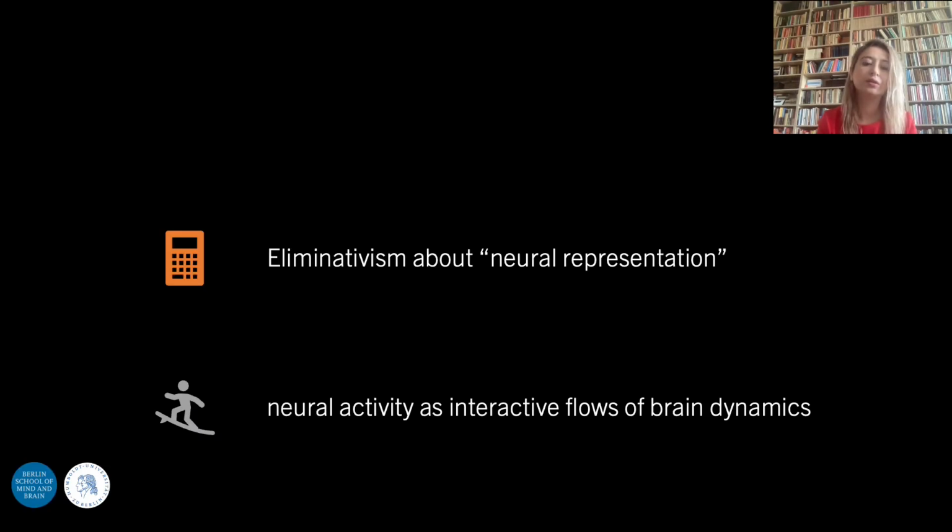So in our work, we take on board these insights and call for an eliminativism about neural representations. While the idea of neural representation in applied and computational neuroscience is seductive, giving the impression that it solves a problem, what we realize is that when we refrain from using it, brain activity is not affected. So our aim is to explain neural activity as interactive flows of brain dynamics whose patterns reflect the neural situatedness in the environment.